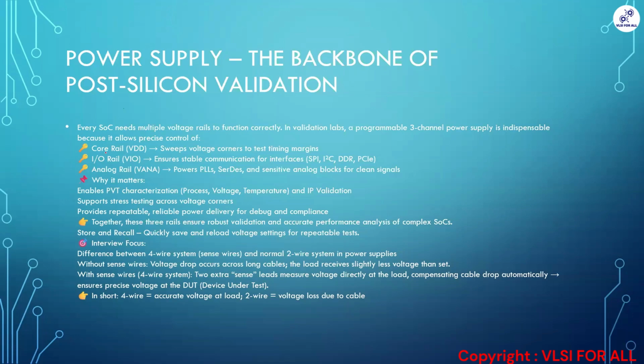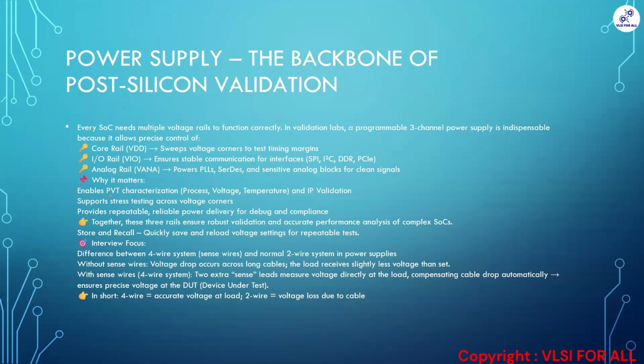So we'll have one core voltage, VDD voltage sweeps to test the timing margins, and we'll have the input output rail for stable communication of interfaces like SPI, I2C, DDR, PCI IPs, and analog rail, power rail for PLLs, SerDes, and sensitive analog blocks for clean signals. Why it matters: it enables the PVT characterization, like process, voltage, temperature, and IP validation.